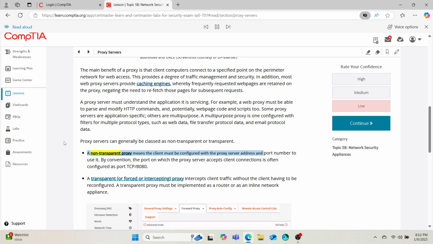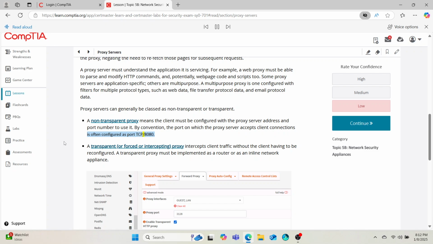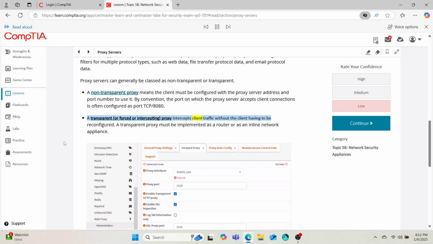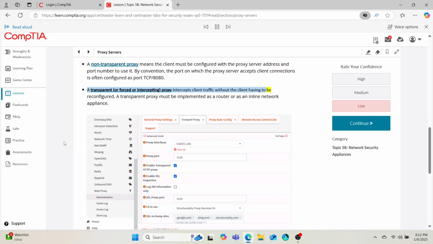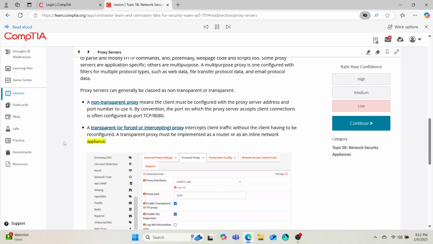A non-transparent proxy means the client must be configured with the proxy server address and port number to use it. By convention, the port on which the proxy server accepts client connections is often configured as port TCP/8080. A transparent, or forced or intercepting, proxy intercepts client traffic without the client having to be reconfigured. A transparent proxy must be implemented as a router or as an inline network appliance.